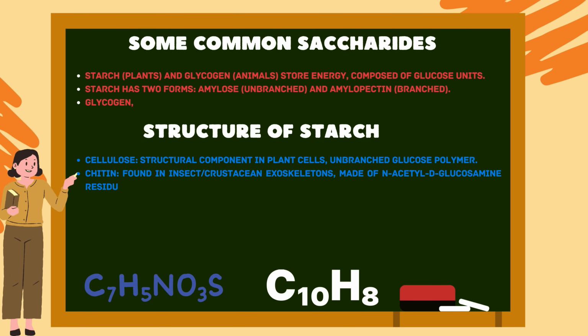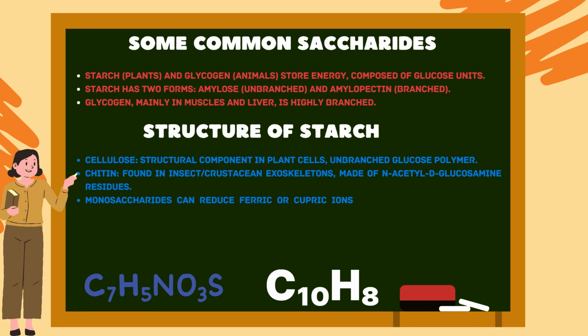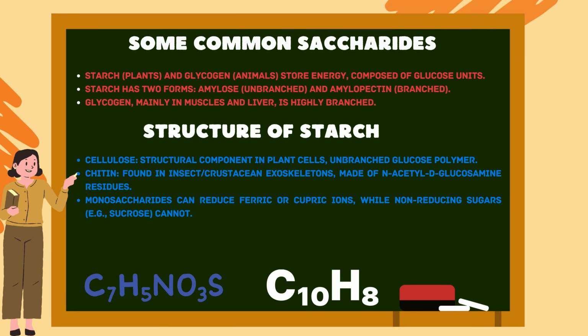Cellulose, a structural component in plant cells, is an unbranched glucose polymer. Chitin, found in insect and crustacean exoskeletons, is made of N-acetyl-D-glucosamine residues. Monosaccharides can reduce ferric or cupric ions, while non-reducing sugars, example sucrose, cannot.